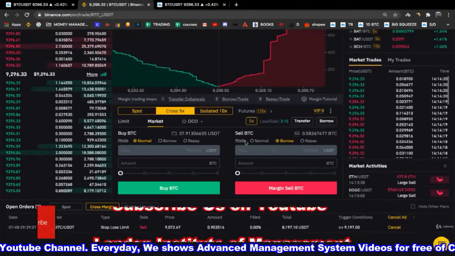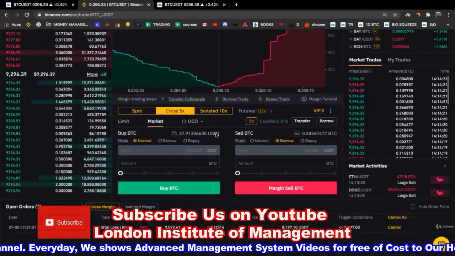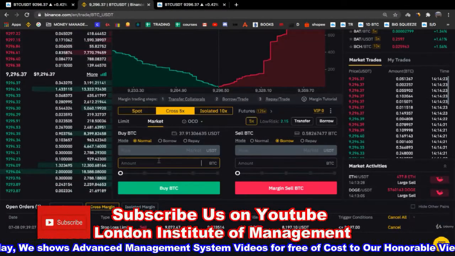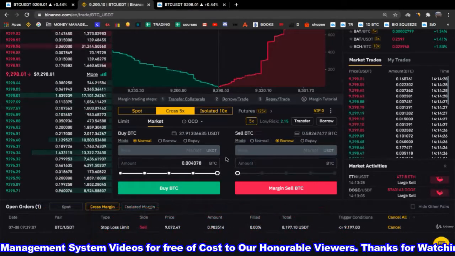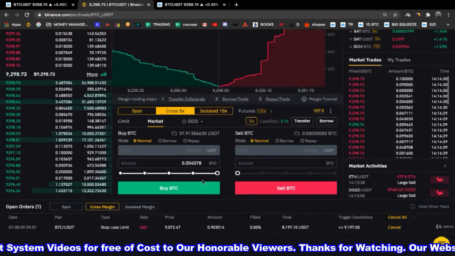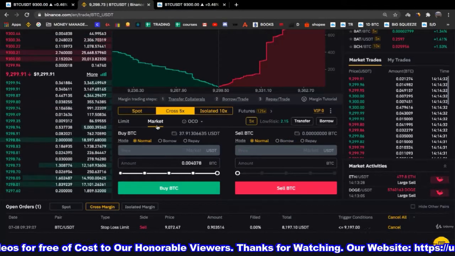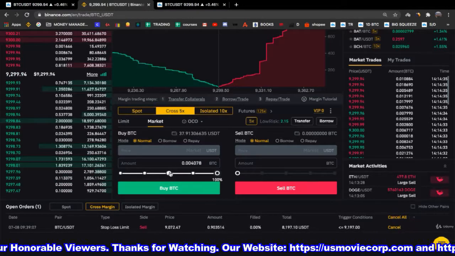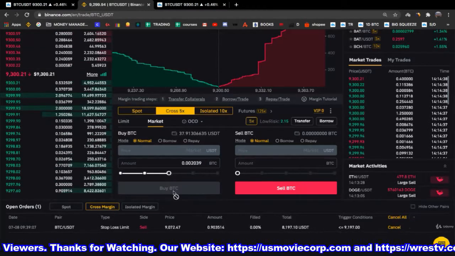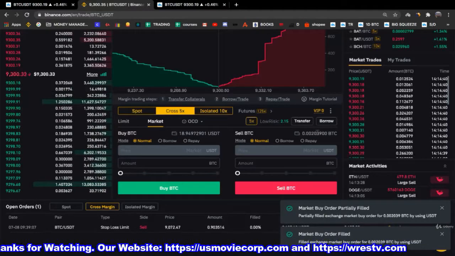So now I will market buy a little bit of Bitcoin for you, in order to show you how to set a stop loss. So this is how you execute a market order. Simply put the whole amount, or we can even buy for less than the whole amount, and buy Bitcoin. And now you will see here we are going to have a Bitcoin.